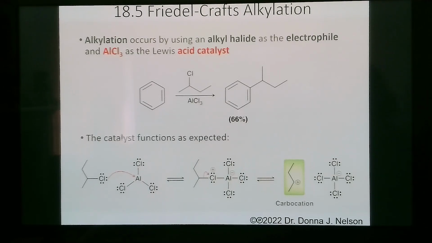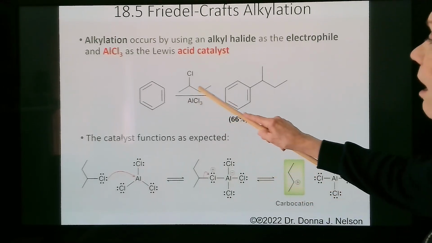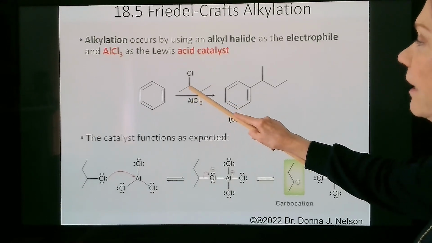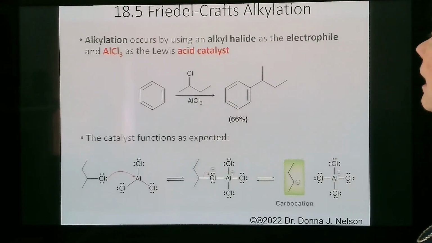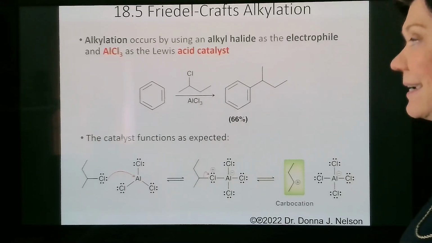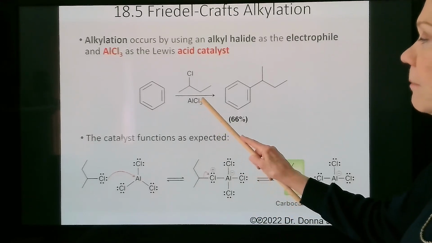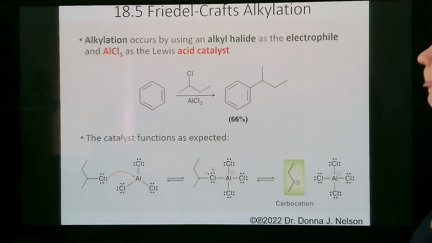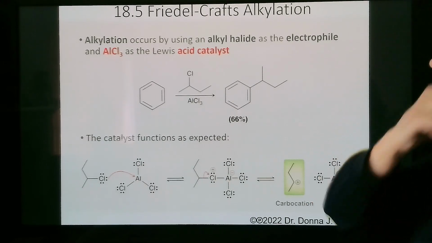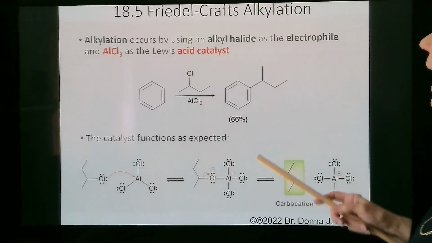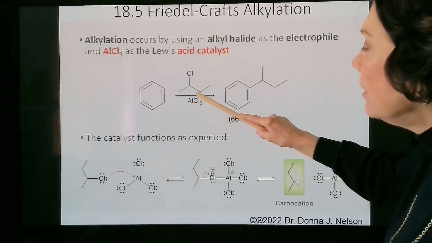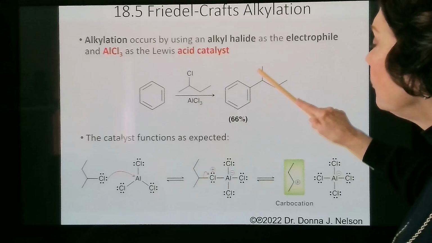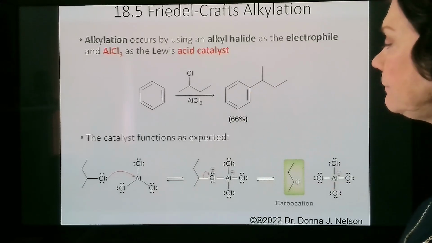Alkylation occurs by using an alkyl halide. Here we have the secondary alkyl halide. This is the electrophile. It has to be activated by the aluminum trichloride or some other Lewis acid catalyst. And then the alkyl group will simply become attached to the benzene ring.